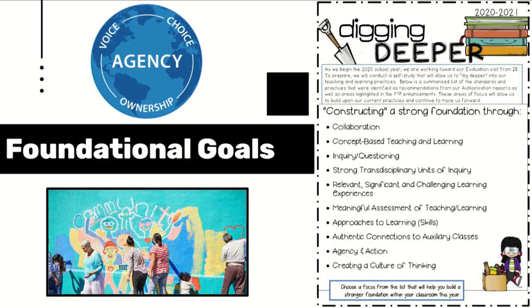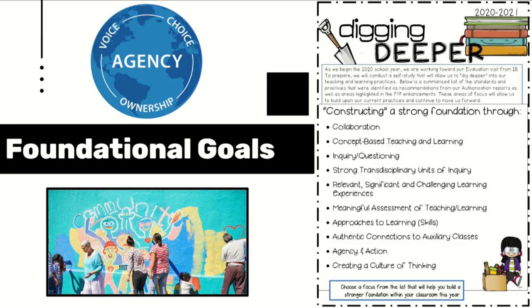So we're asking kids to do these things. We had these are all the strong pieces, foundational pieces of PYP on here, like collaboration, concept-based teaching and learning, inquiry and questioning, strong transdisciplinary units of inquiry, relevant, significant, and challenging learning experiences, meaningful assessment of teaching and learning, approaches to learning. Those are the skills that we use to learn, such as communication skills, research skills, and authentic connections to our auxiliary classes, agency and action, and creating a culture of thinking.